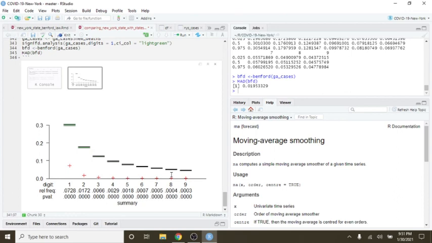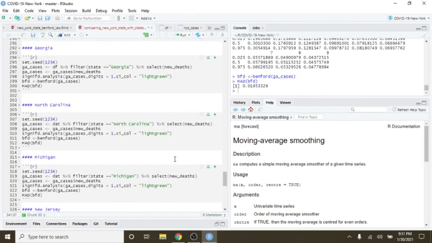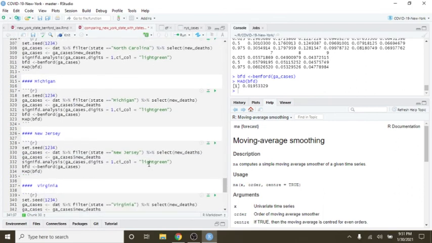So, what did we look at today? We've looked at North Carolina, Michigan, New Jersey and Virginia.